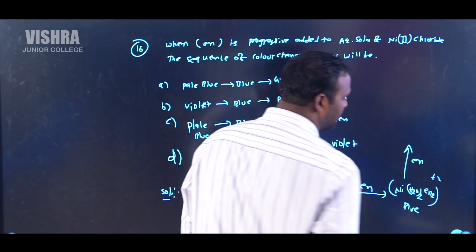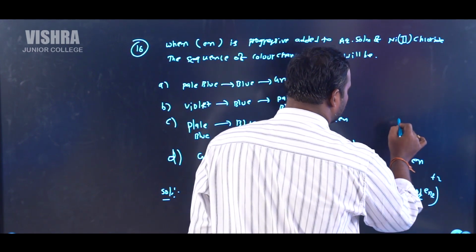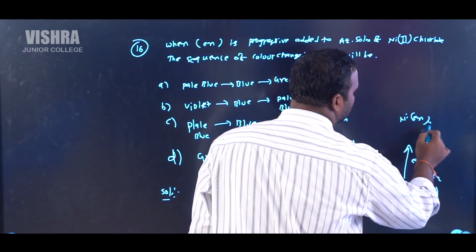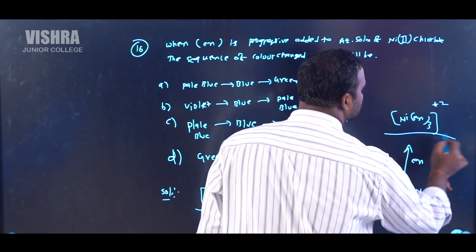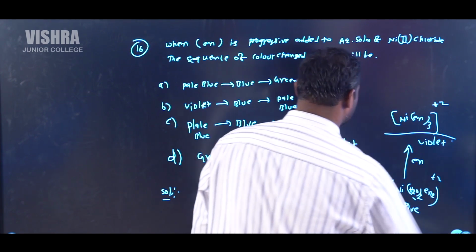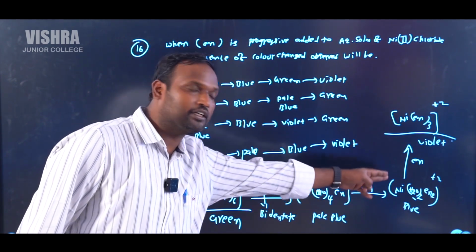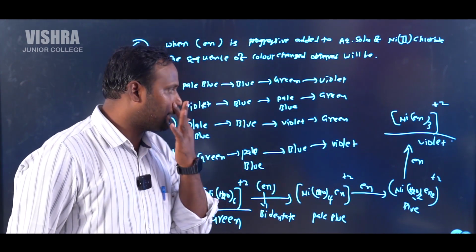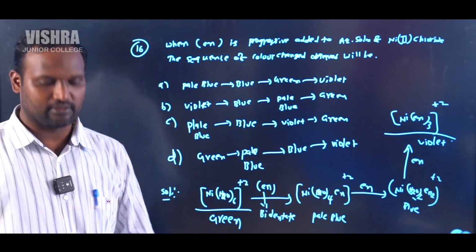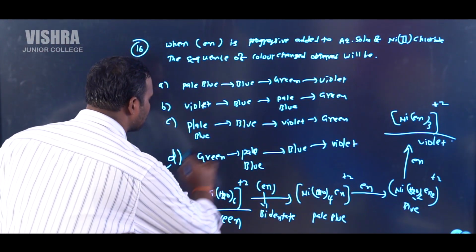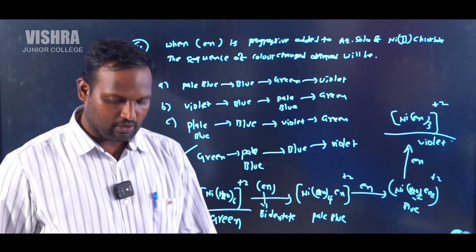Whenever it is treated with another ethylene diamine, the remaining 2 water molecules are also replaced by ethylene diamine. So that gives Ni(en)3 2+. The color of this is violet. So in this case, green is converted into pale blue, pale blue into blue, and blue into violet as the number of ethylene diamine ligands increases. That is question number 16. So the correct option is 4: green to pale blue, blue to violet. Okay, thank you.